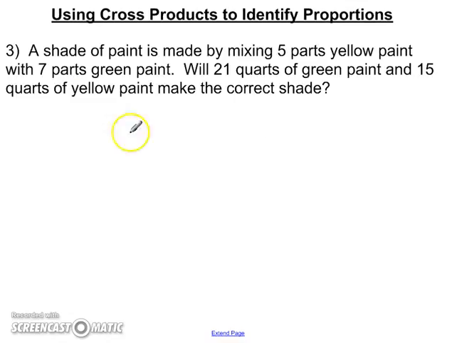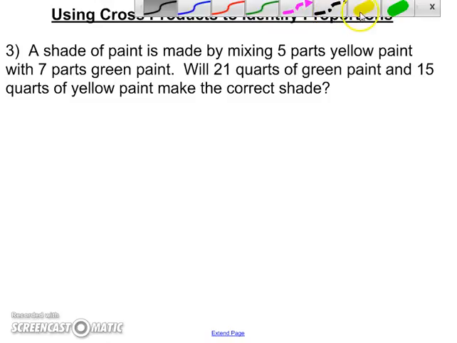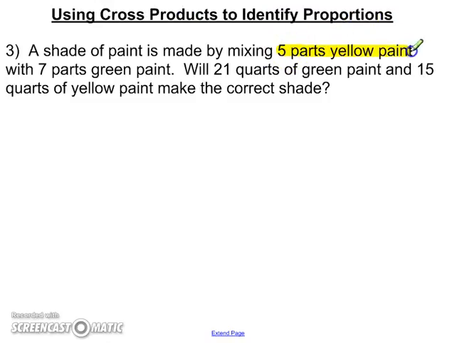All right, so we're going to go on and use that information, the idea that we have proportions, to solve actual problems. A shade of paint is made by mixing 5 parts yellow paint with 7 parts green paint. Will 21 quarts of green paint and 15 quarts of yellow paint make the correct shade? In order to see if they will, we will check to see if we have a proportional relationship here. Let me pull out the important parts and highlight some things.